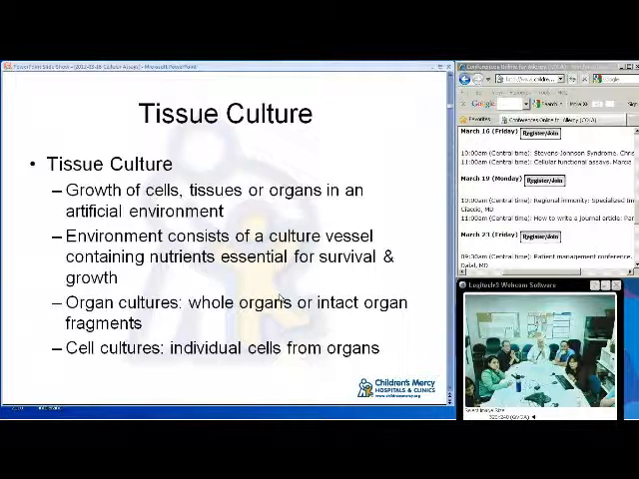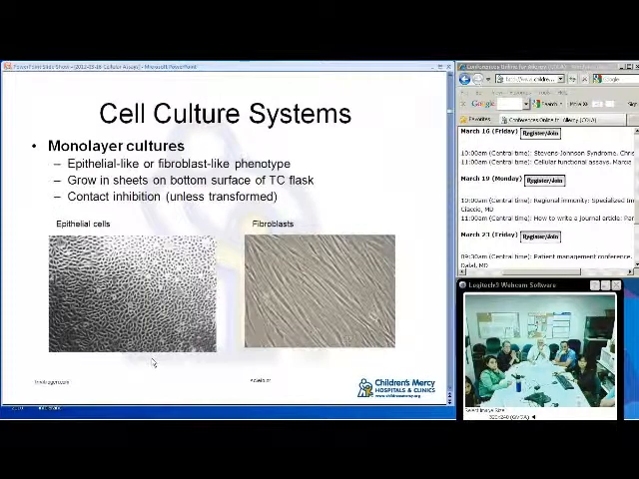So tissue culture is really the growth of cells, tissues, or organs in an artificial environment, and that environment consists of a culture vessel containing nutrients that are essential for survival and growth. And we can do organ cultures, and that would be whole organs or intact organ fragments, or cell culture where we've isolated individual cells from those organs.